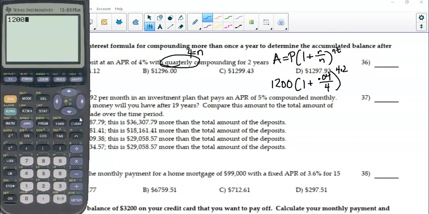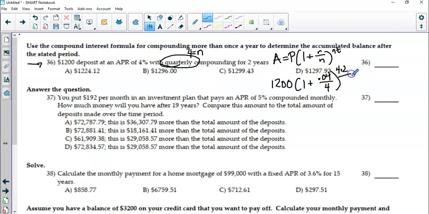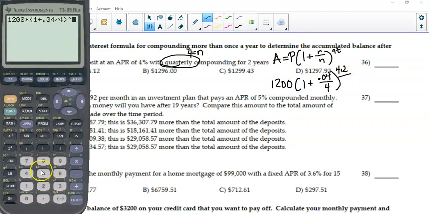So I have 1200 times 1 plus the 0.04 divided by 4. Now, if you have an old calculator, if you write 4 times 2, it's going to give you the wrong answer. You can't say this. That's not going to work. You either need to, if you have an old calculator, put it in parentheses, or you know that 4 times 2 is 8, and just go ahead and type in the 8. And I've deleted everything, so now I need to type it all over again.